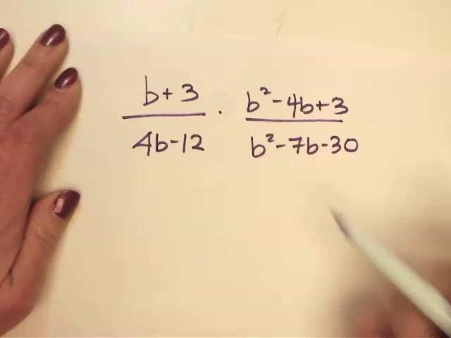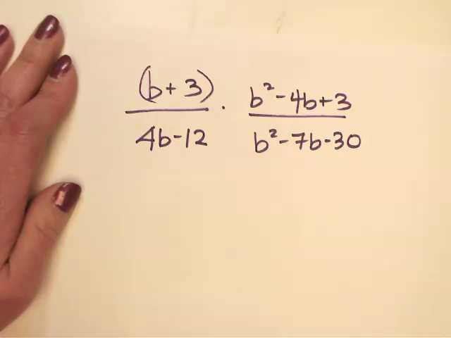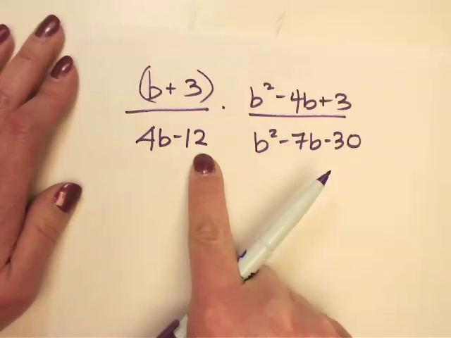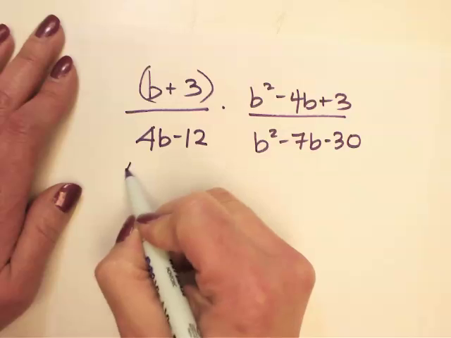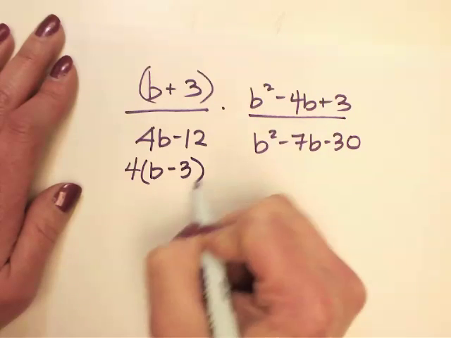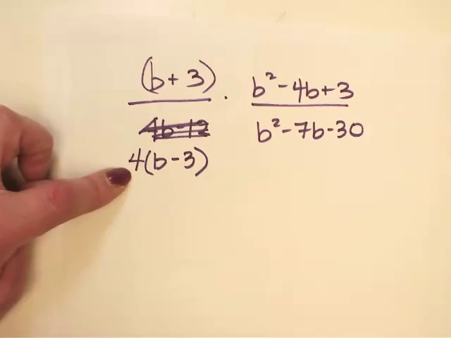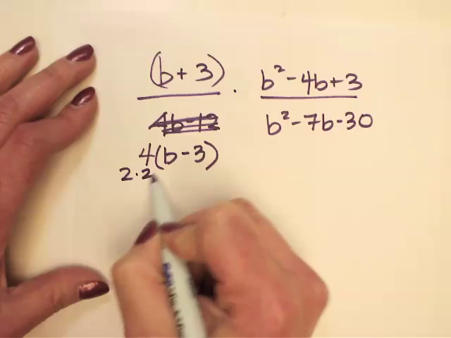b plus 3 is completely factored. I'm just going to wrap it up; b plus 3 is its own binomial. 4b minus 12, I think we can take out a GCF of 4. So I'm going to take out 4 times b minus 3. So this can be replaced with 4 times b minus 3. And if you'd like to, you can replace that 4 with 2 times 2.